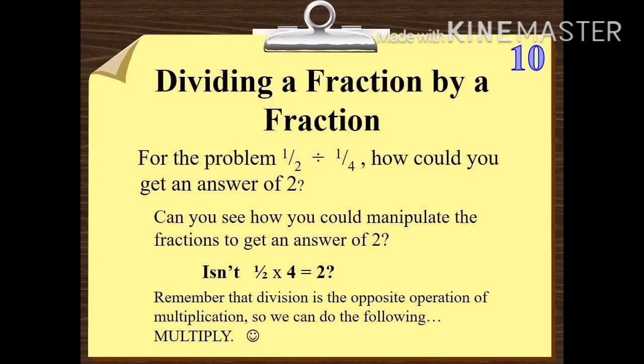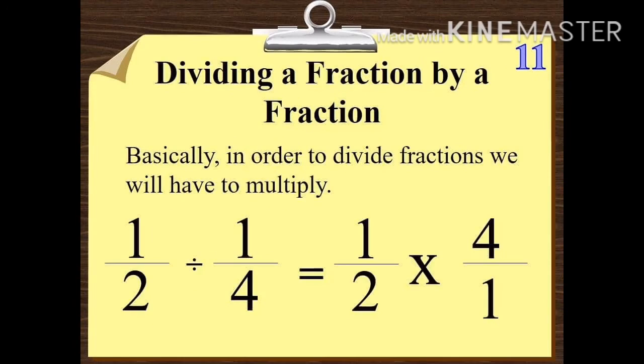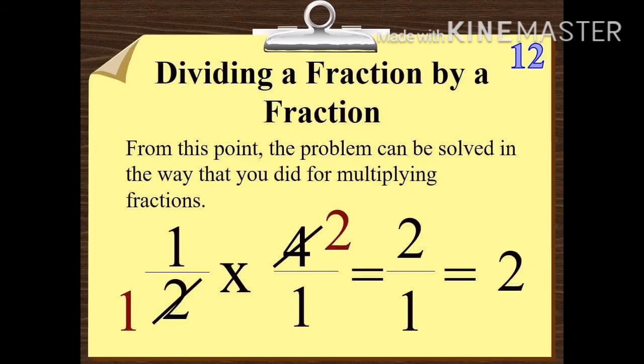Isn't it that 1/2 multiplied by 4 is equal to 2? Remember, division is the opposite operation of multiplication. So we can do the following: multiply. Basically, in order to divide fractions, we will have to multiply. 1/2 divided by 1/4 is equal to 1/2 multiplied by 4. From this point, the problem can be solved in the way that we did for multiplying fractions. See the example below.